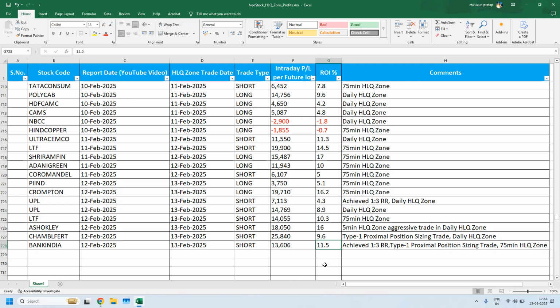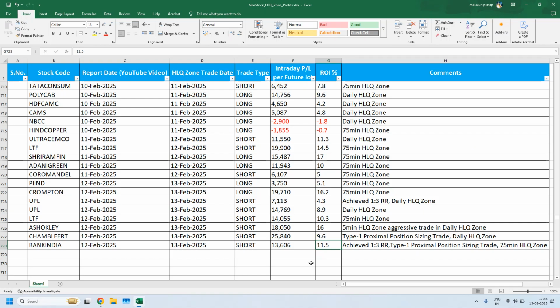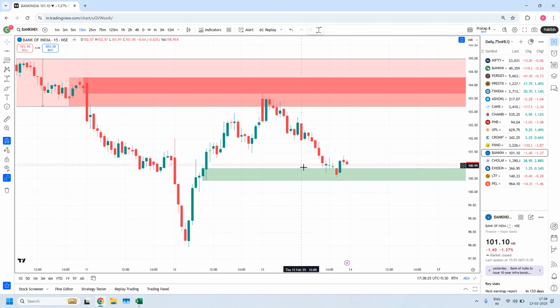2% risk level, because this is a 3% risk level. This zone is having 3% risk. So 1% if you reduce, still 2 more additional percent profits into 3 times. And moreover, it is not 1:3. It is more than 1:3.